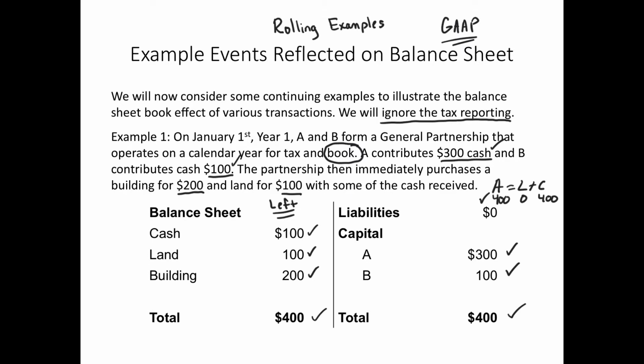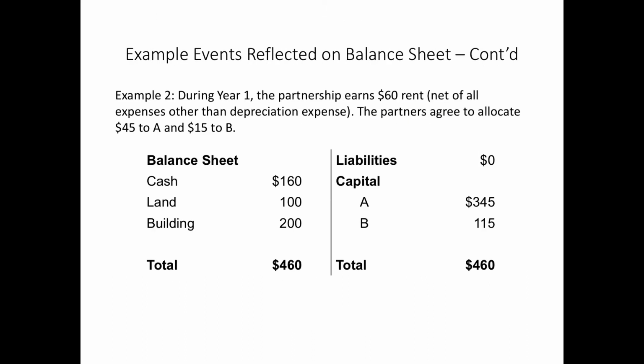So now let's continue on to the next example. Again, it's a rolling example. So during year 1, the partnership earns $60 of rent. And this is net of all expenses other than depreciation expense. So it actually gets this in cash amounts. And let's say it received rent, through cash, and then it also paid some expenses. Now the partners agree in the partnership agreement to allocate $45 of the $60 to A and $15 to B. That's how they're going to allocate, okay? And again, remember, we're doing book here. We're ignoring tax. We're not told yet to look at tax.